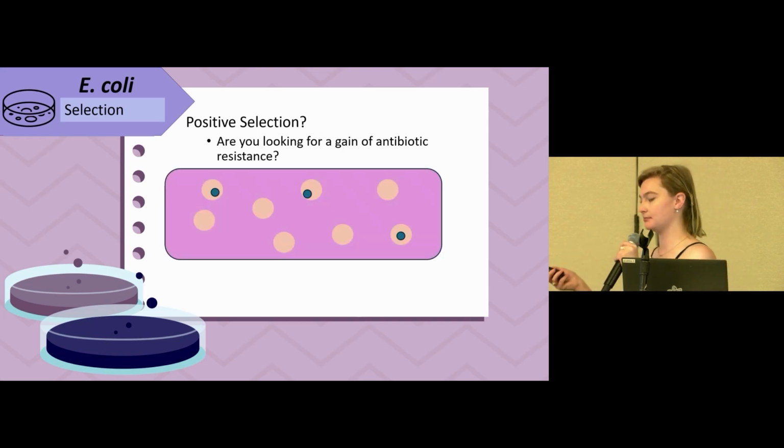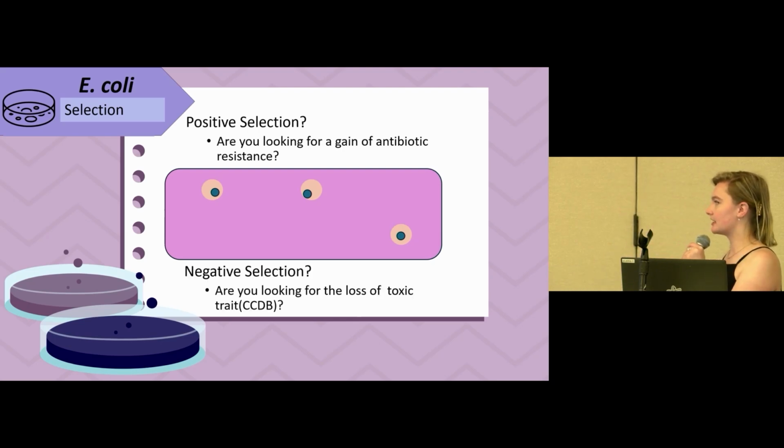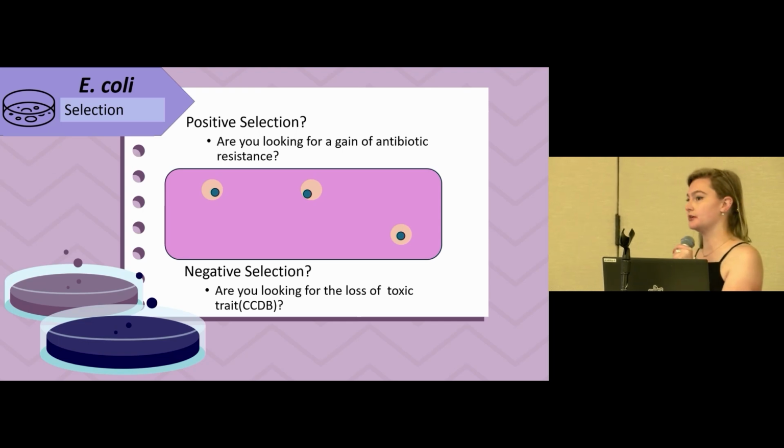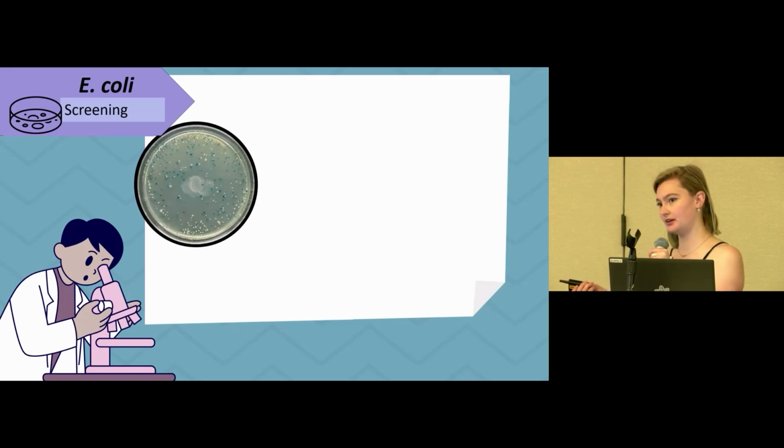So you put it on a kanamycin plate, and the cells without your marker will not be able to grow. There's also negative selection, which is where you're looking for the loss of a trait like CCDB, so that only those with the recombinant will grow. Now this differs from screening, which is where you as the human are the active filter in selection.